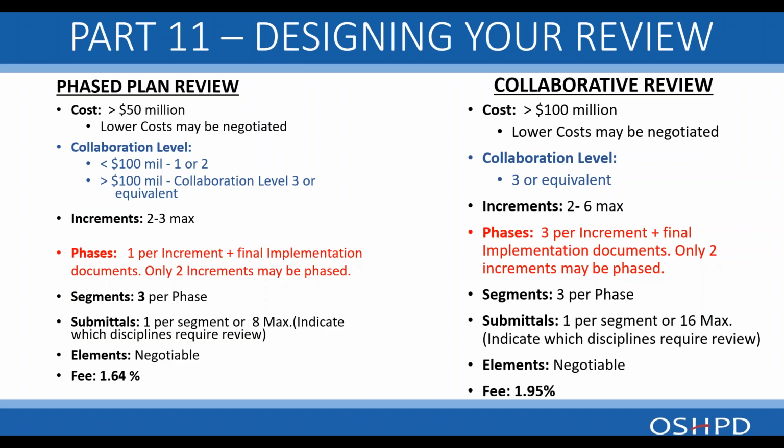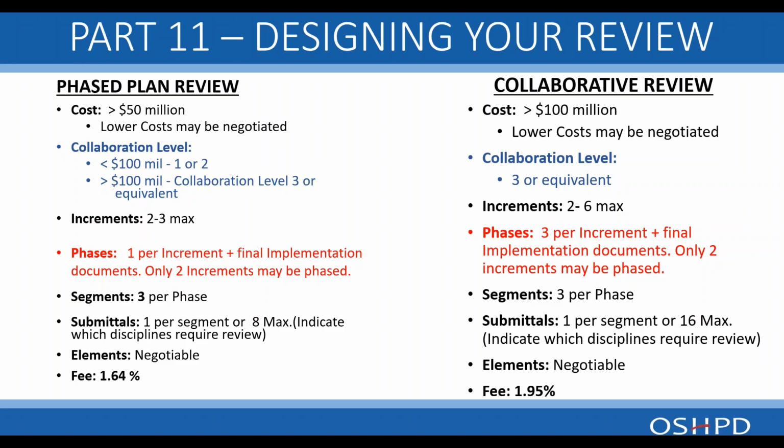If you have a large project and you need to break it into many increments and you'd like to phase the review, up to 16 max, then collaborative review may be the way to go. Whereas if it's a smaller project, 2 to 3 increments, and 8 submittals will suffice, then maybe phased review is the way to go.